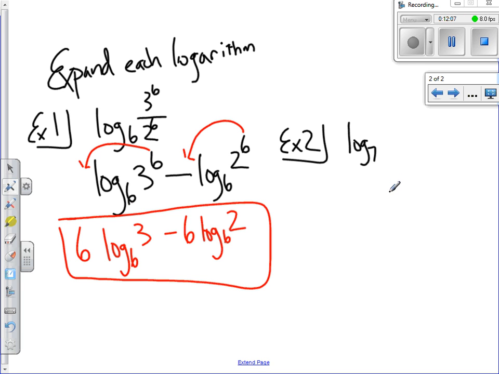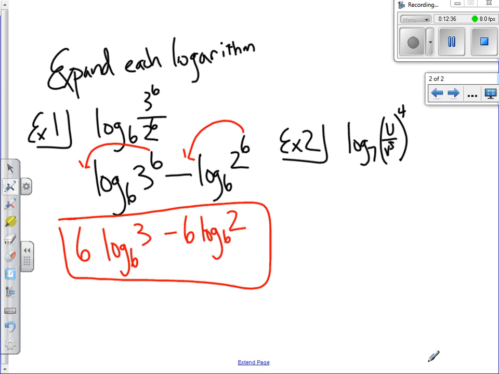Log base 7 of u over v to the 5th, and this is all being raised to the 4th power. Pause the video, have a go with that.